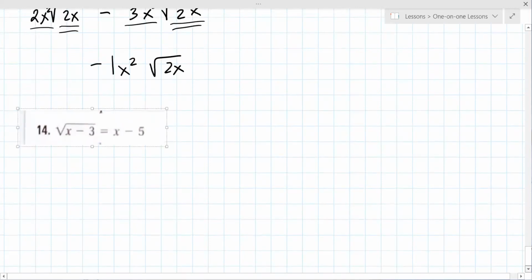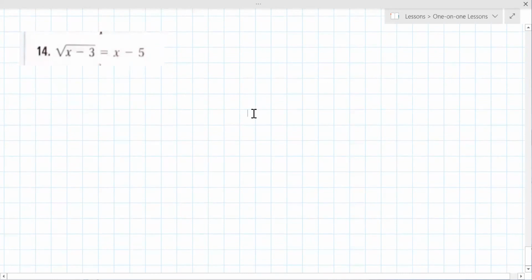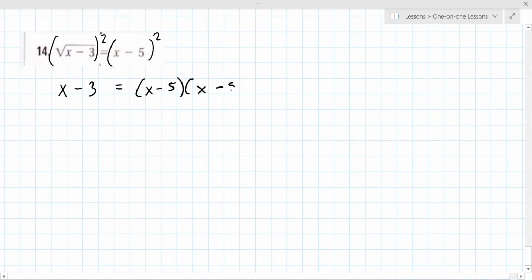14 is solving a square root equation. This one requires you to square both sides. So you're going to square both sides to undo the square root. So that's x minus 3 equals x minus 5 times x minus 5. You have to FOIL here. Do not just square the first and the last. You have to expand it properly. Okay. So we got x minus 3 equals x squared minus 10x plus 25.